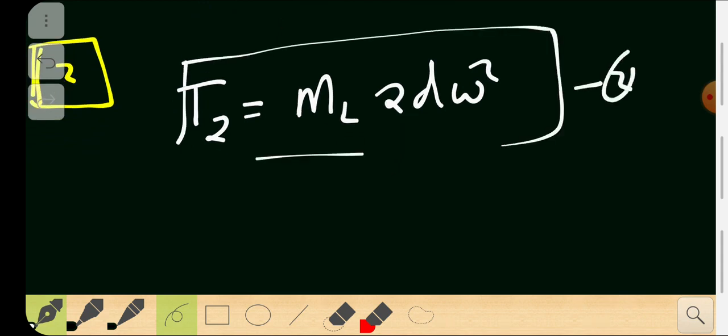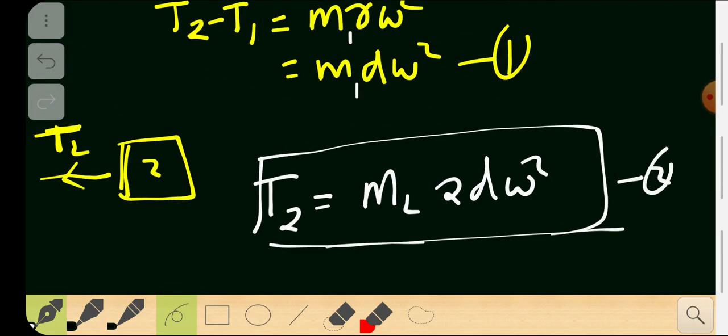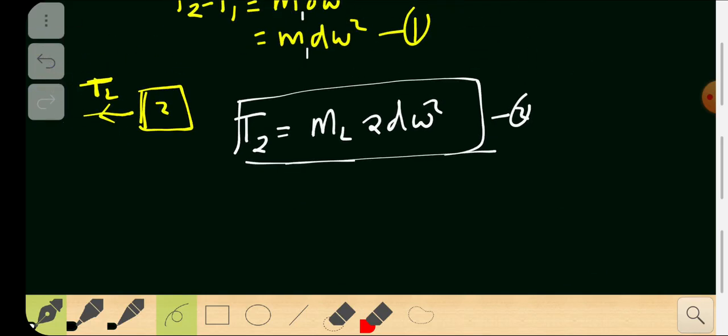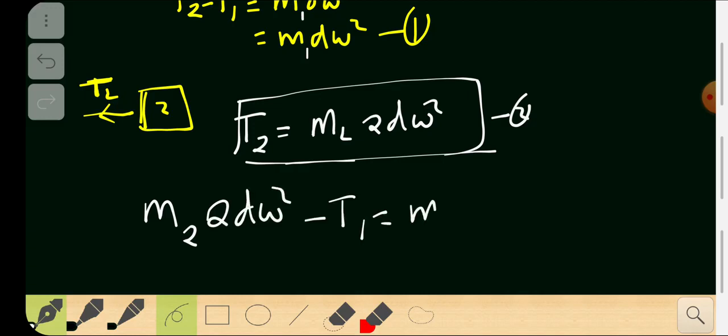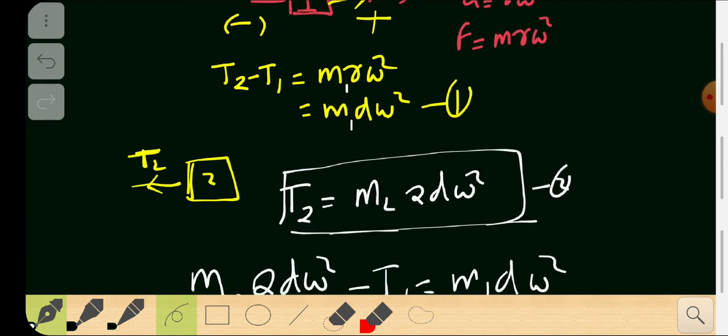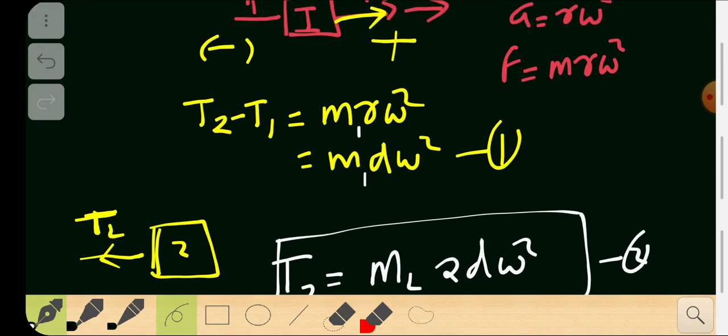Now I can equate these both two equations, equation 1 and 2. I can substitute the t2 value in equation 1, so you get t2, which is m2 times 2d omega square, minus t1 must be equal to m1 d omega square. Now you can find out t1. There was a minus sign here, I guess.